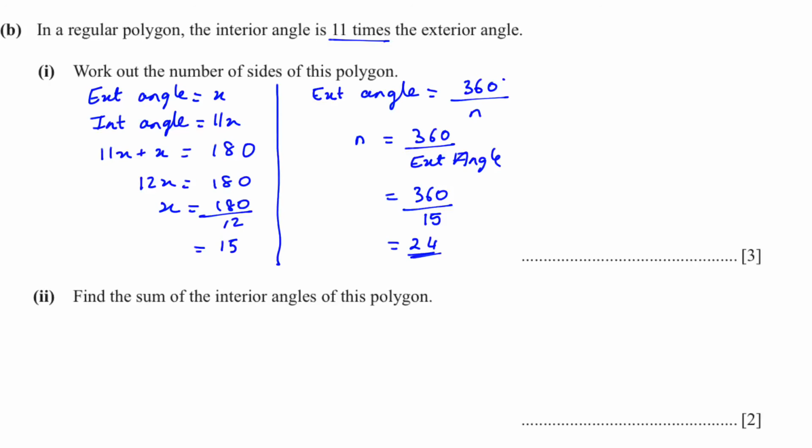Moving on to B2, find the sum of the interior angles of this polygon. The sum of the interior angles of this polygon, again you need to know a rule. The sum is equal to n minus 2 times 180. What is our n? 24. 24 minus 2 multiplied by 180 will give us 3,960.